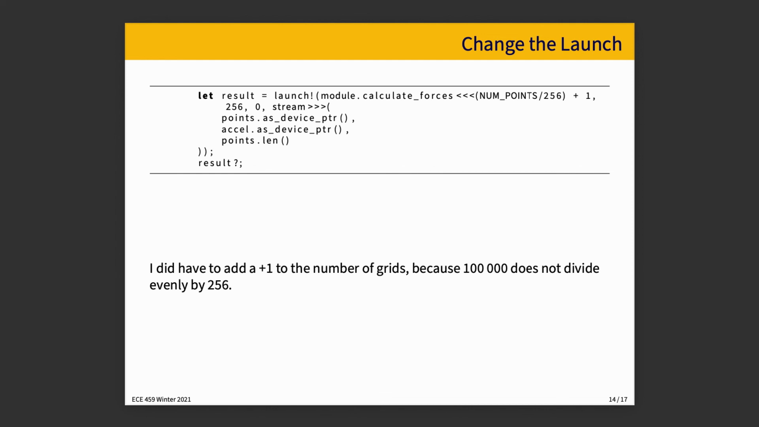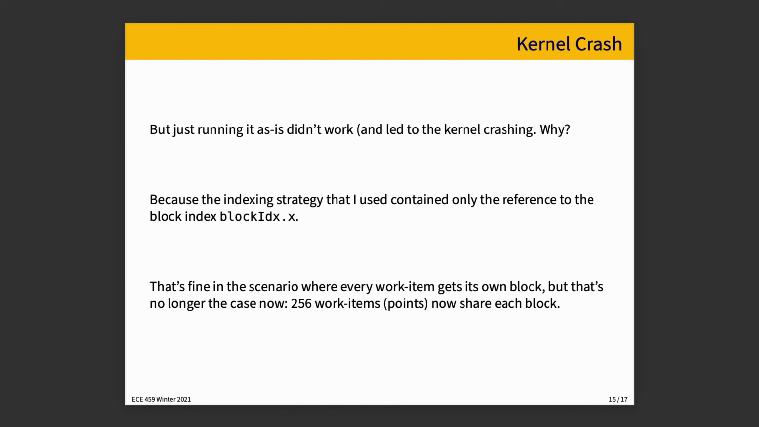That's the number of work items to do. And then to that, I have also said there's 256 items to do in each work item. And that's it. Did that solve the problem? Well, no. Nope. I forgot something else. It led to the kernel crashing.